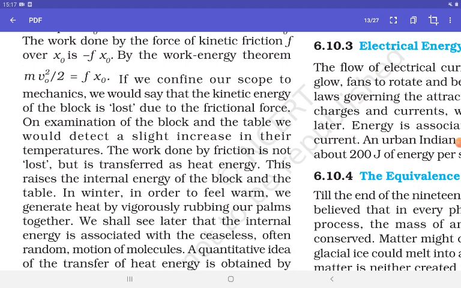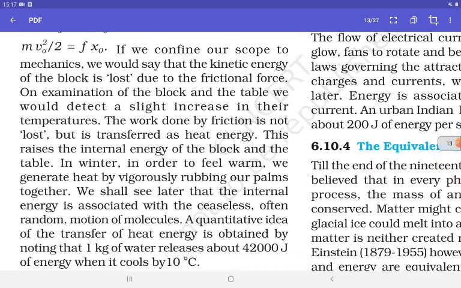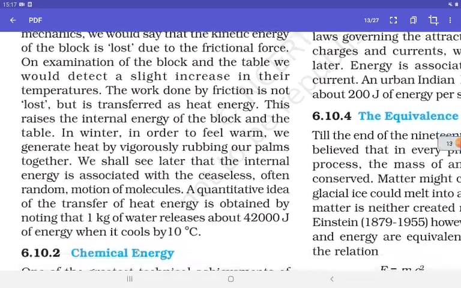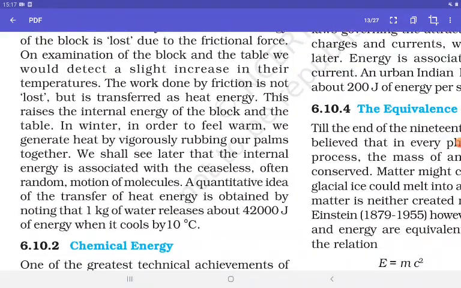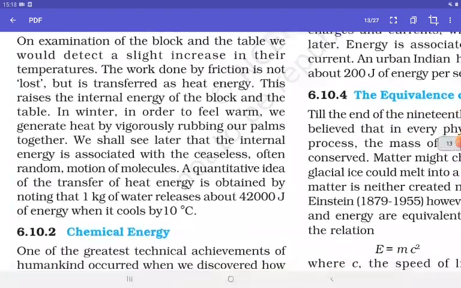The work done by the friction is not lost but is transferred as heat energy. This raises the internal energy of the block and the table. In winter, in order to feel warm, we generate heat by vigorously rubbing our palms together. We shall see later that the internal energy is associated with ceaseless, often random motion of molecules.